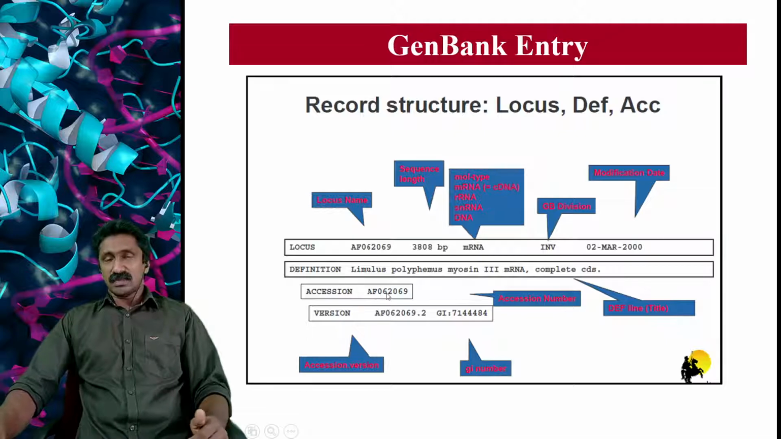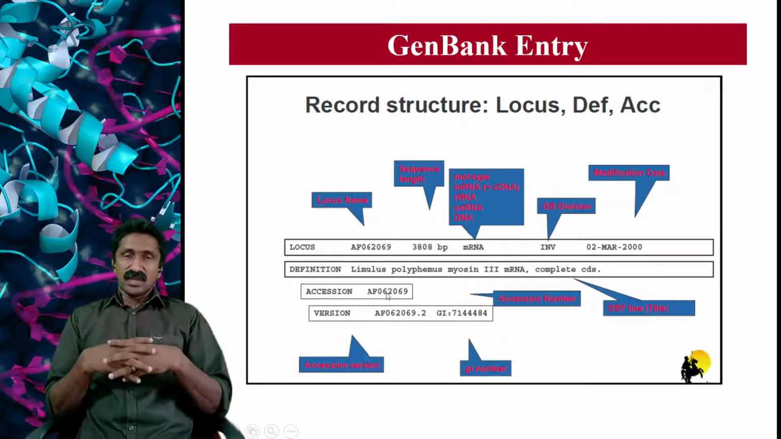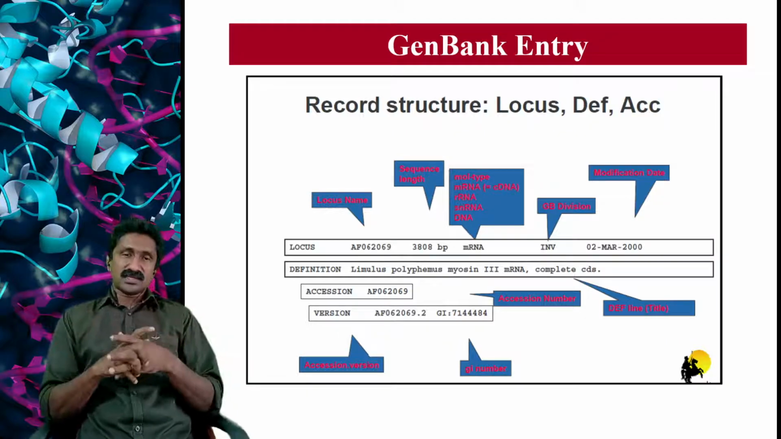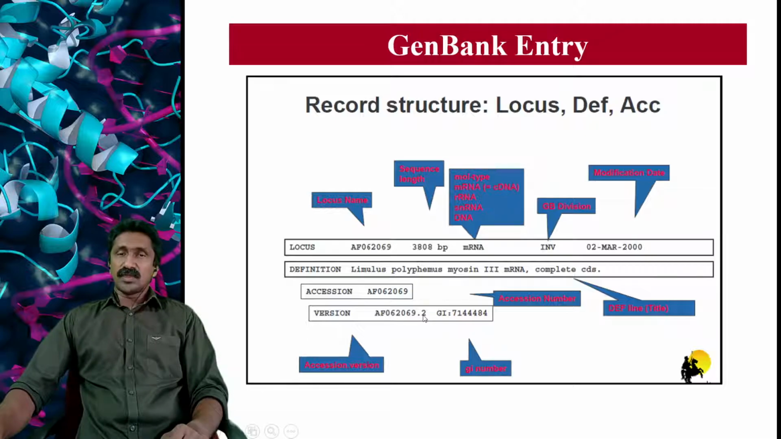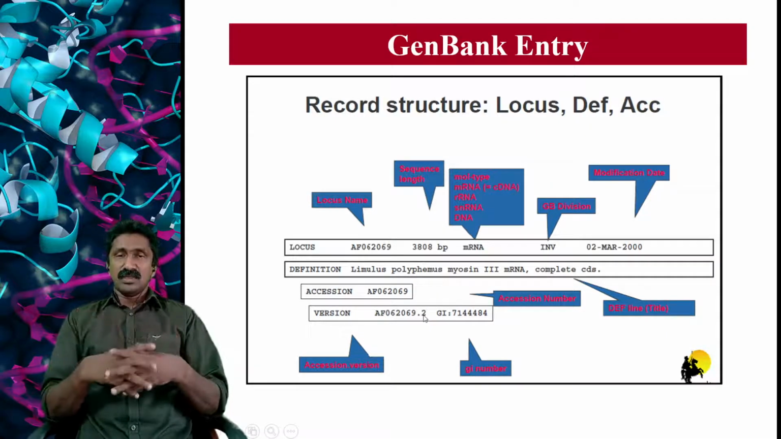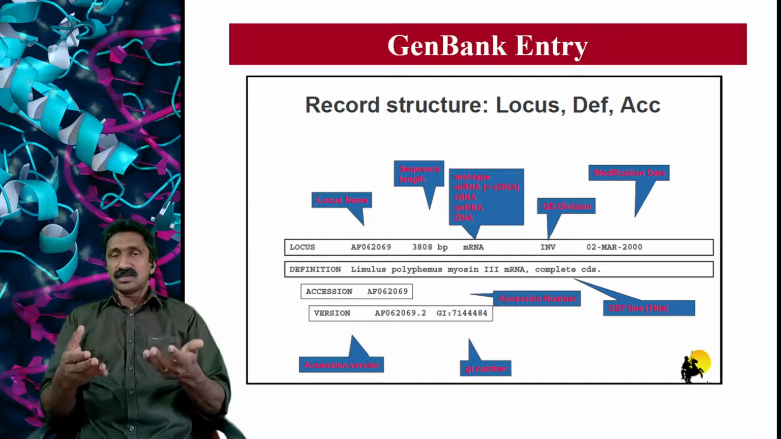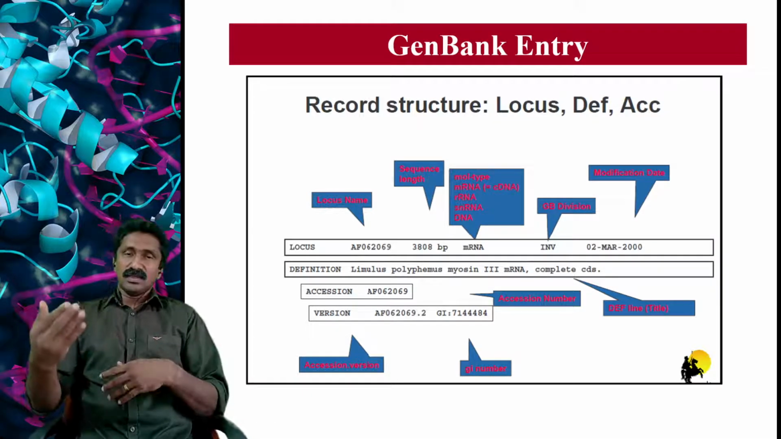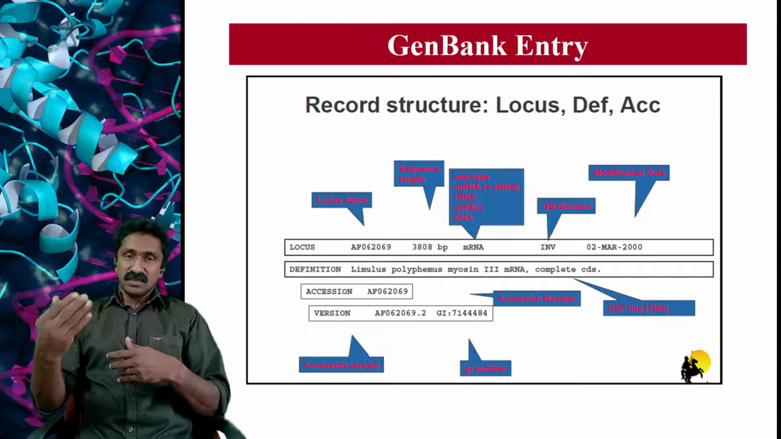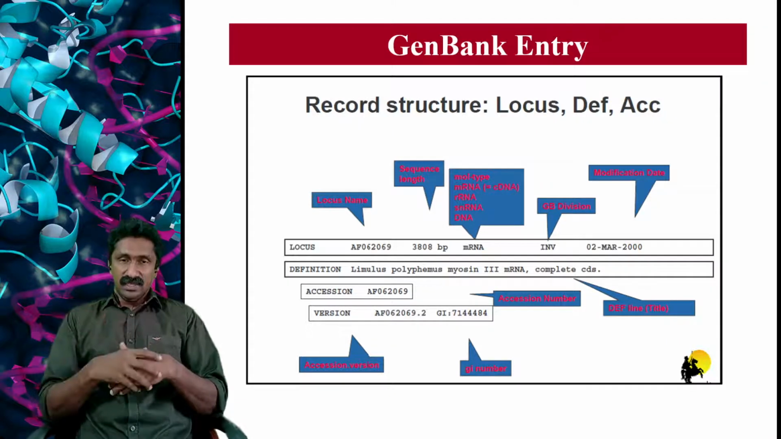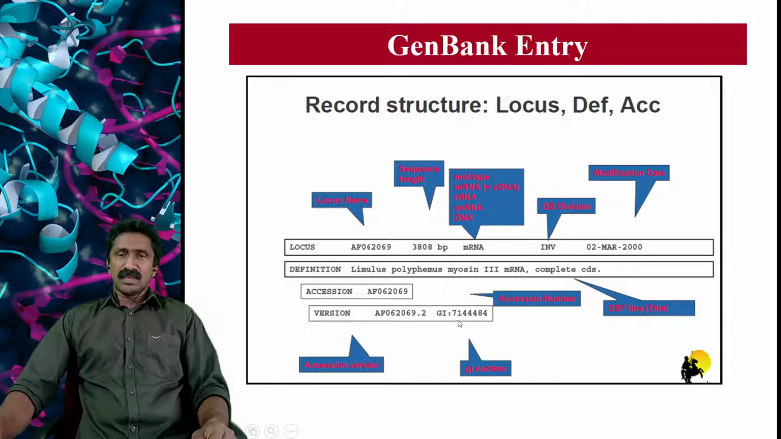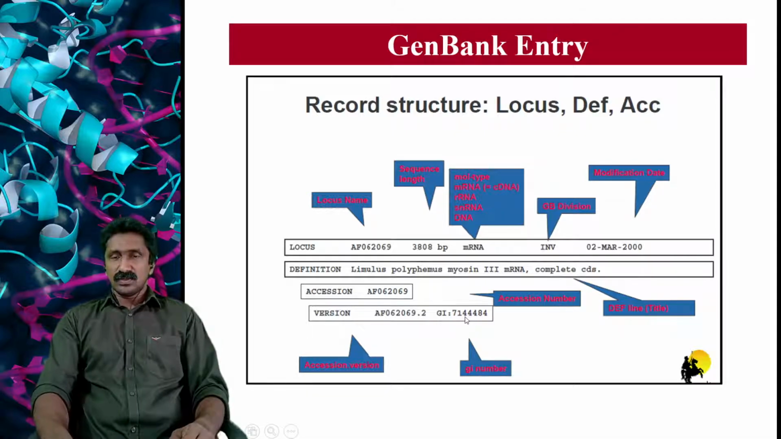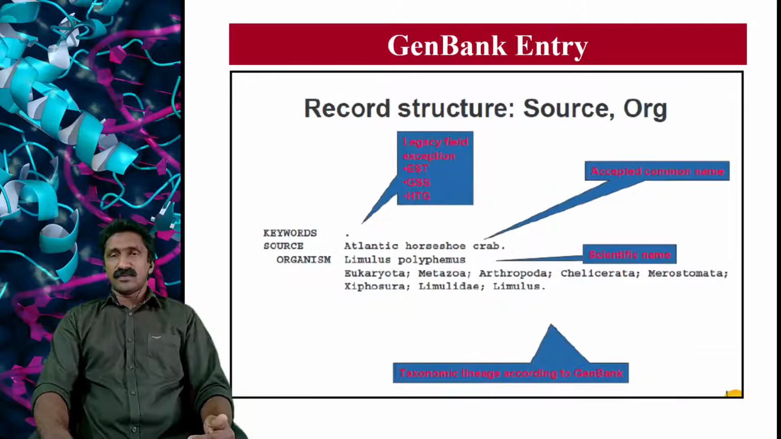This one is the accession number, just like any catalog entry in a library. It requires a unique identification number or accession number, and the version is 0.2 or 0.3. That's the revision version number. If somebody else revises that sequence after further research, then another version number will be appended at the end: 0.2, 0.3 will be added. So this is the GenBank identification number or GI number. All these are part of the flat file description.